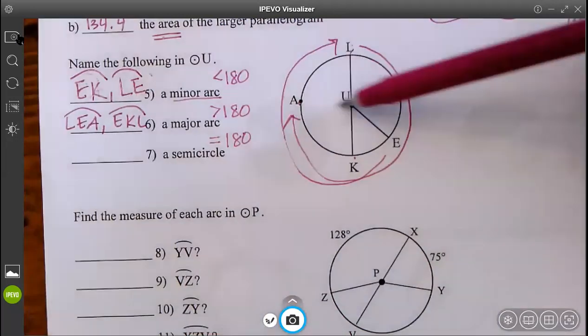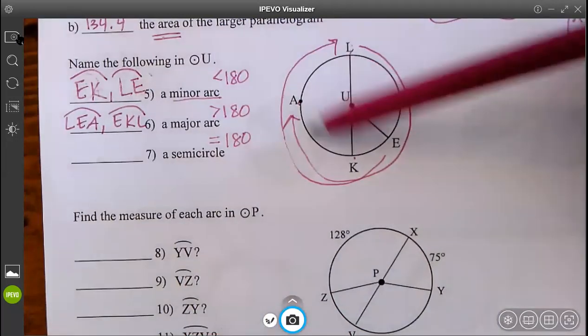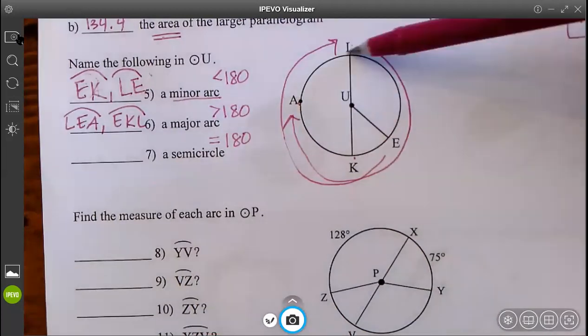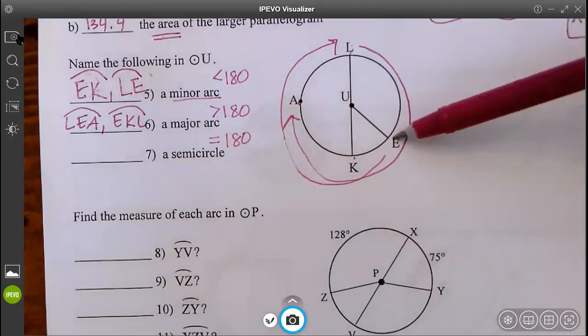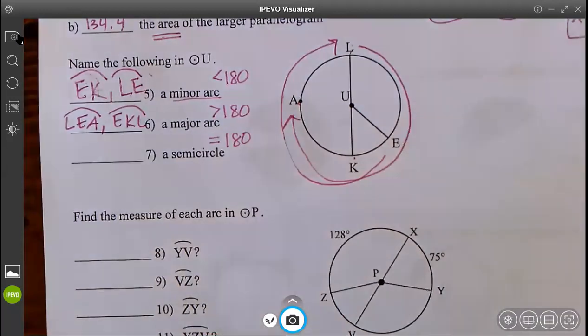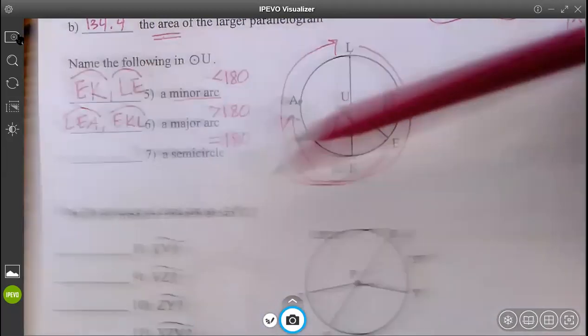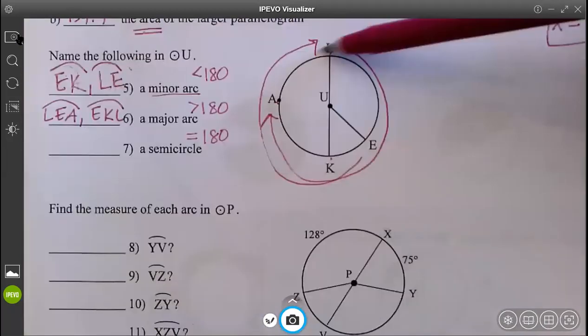Now that I think about it, we don't have a line here, so there's not really a measurement here. So E to K or L to E would be the 2 that we would want to focus on. It's got to have a line. I didn't notice this one doesn't have a line. So we could do this one for the minor arc though. L-A-K.